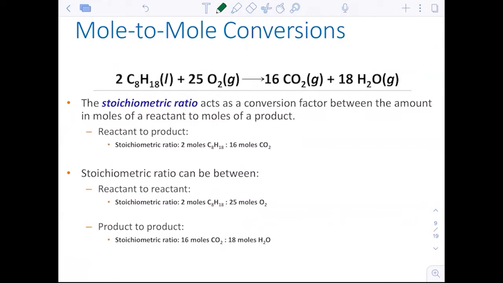Now this one is pretty big. 2 C8H18s, that's octane, react with 25 oxygen diatomic gas particles to yield 16 carbon dioxide molecules and 18 water molecules. Now this stoichiometric ratio acts as a conversion factor. These numbers are so important to us because they are going to be the mole ratios.